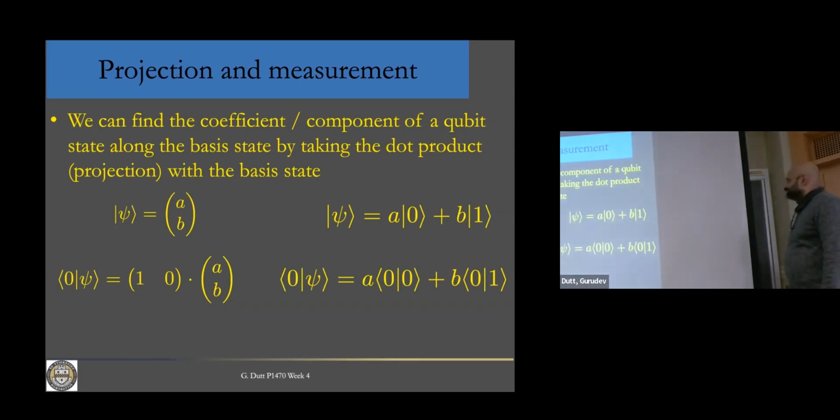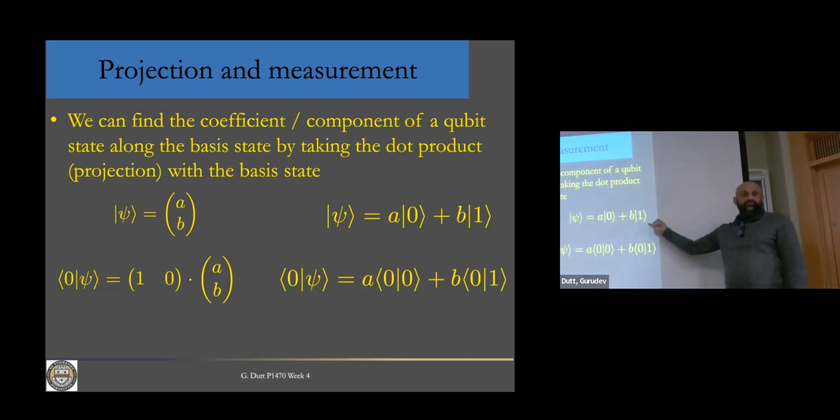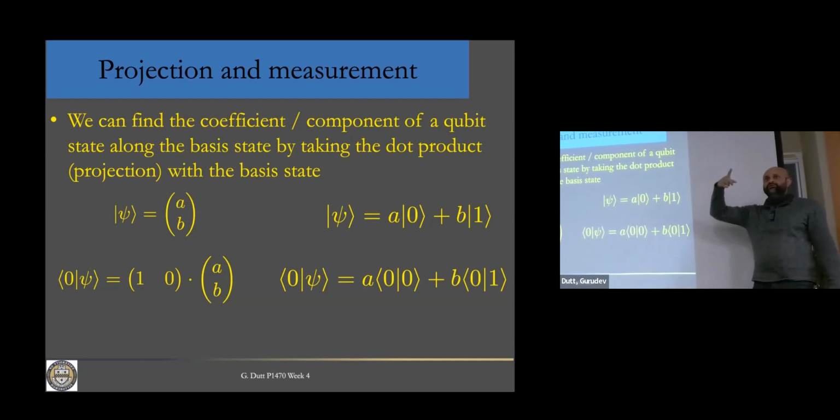Okay. All right. So I just wrote this state psi equals AB in our column vector language. And this is that same state written in our old ket vector language. Yes, did you have a question?